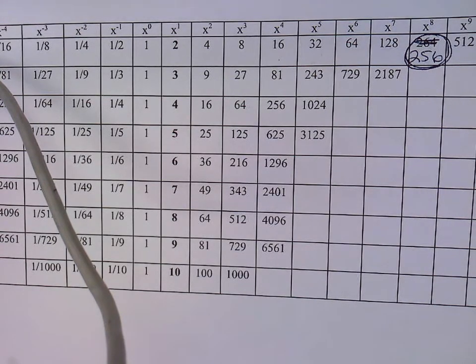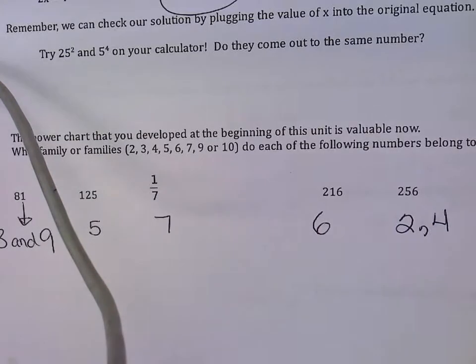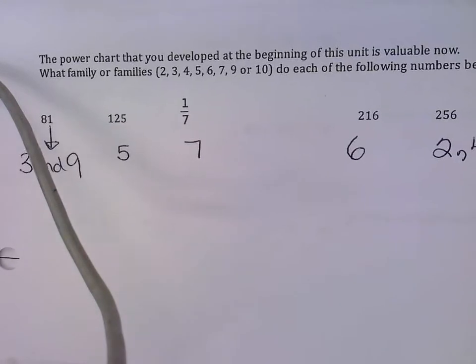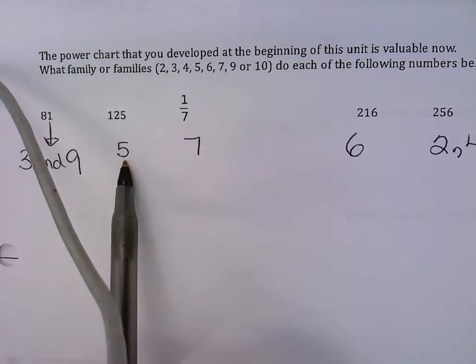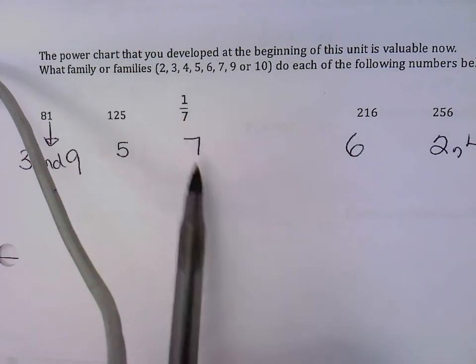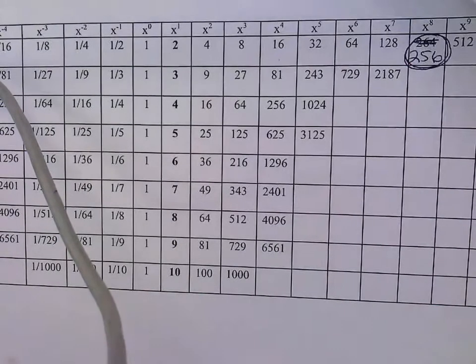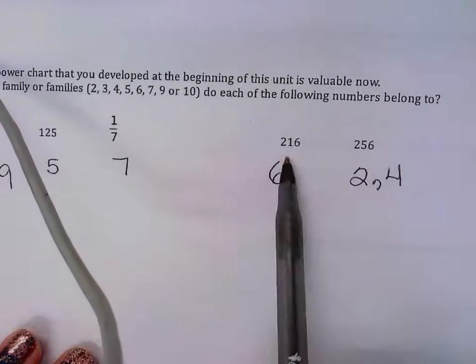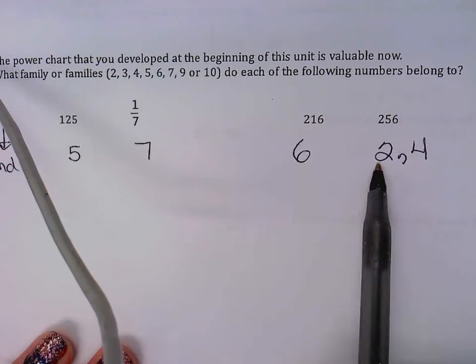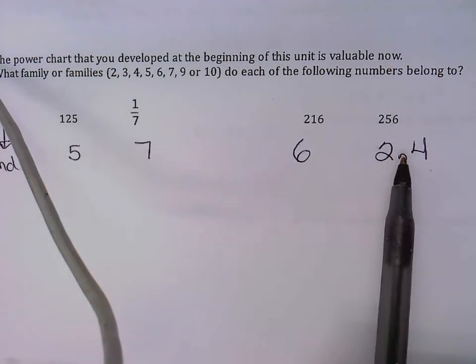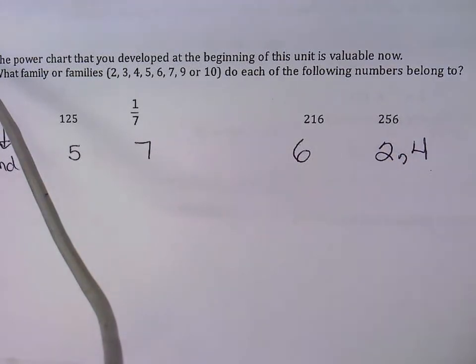But did you kind of get this? So we got 125, I think, only belongs to 5, right? 1/7 only belongs to 7. 216, I think, does it only belong to 6? That's the only one I saw. Did you see another one? And then 256 belongs to both the 2 and the 4 power family. All right, so why do I need to know that?